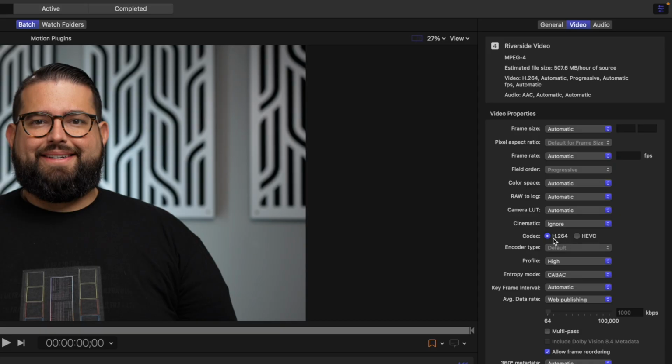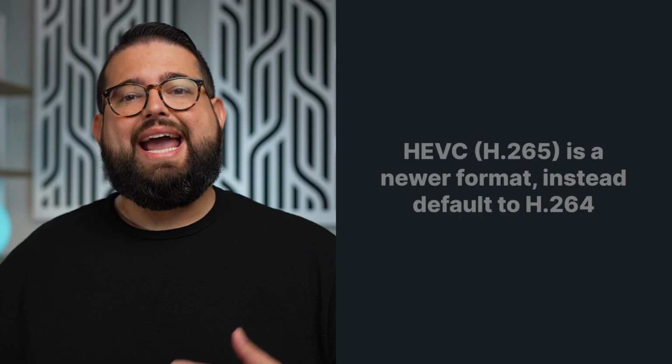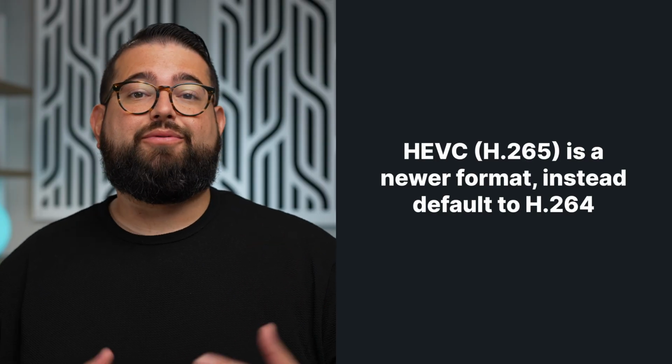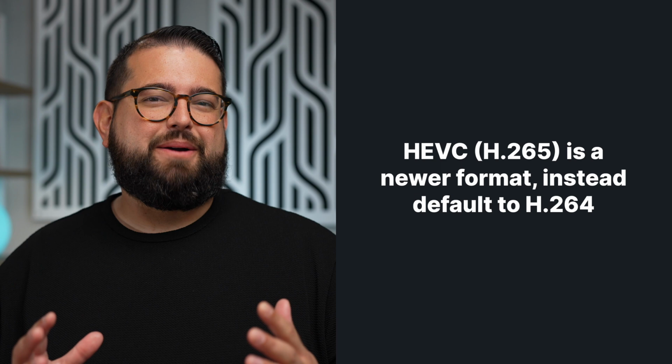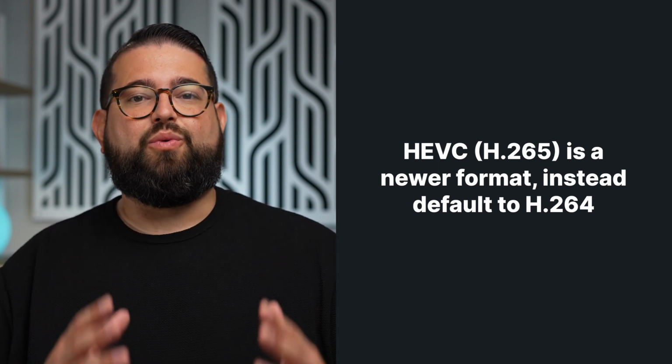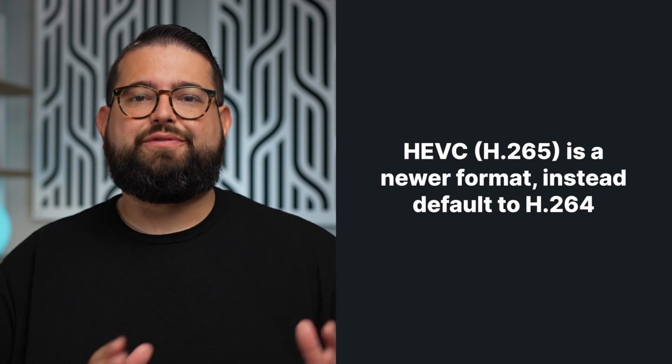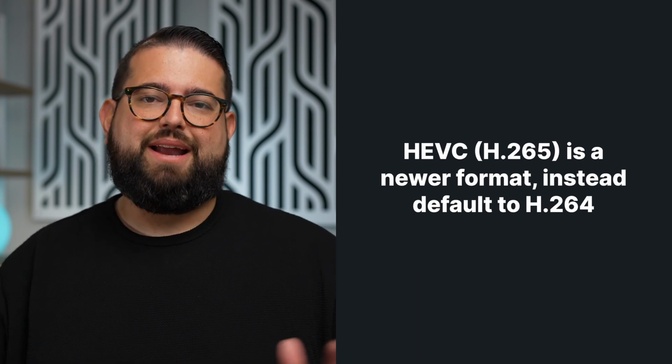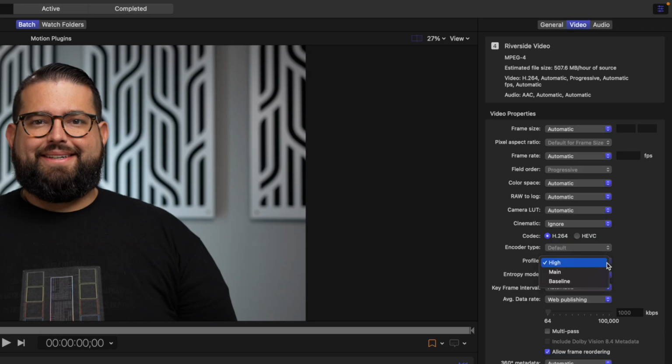For codec, you do have the option of H.264 or HEVC. HEVC is also known as H.265. It's a newer codec than H.264. It does give you a little bit higher quality for a smaller video size, but its compatibility is not super widespread. So unless you're familiar with H.265 and where you're going to deliver your video, I would default to H.264 for compatibility.